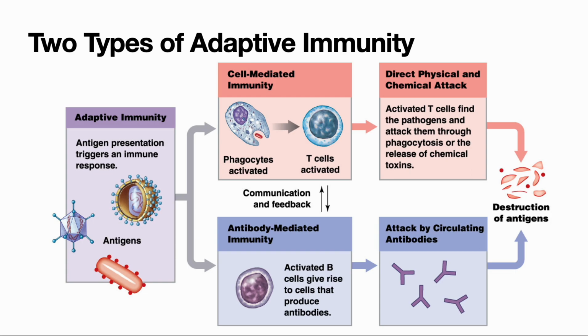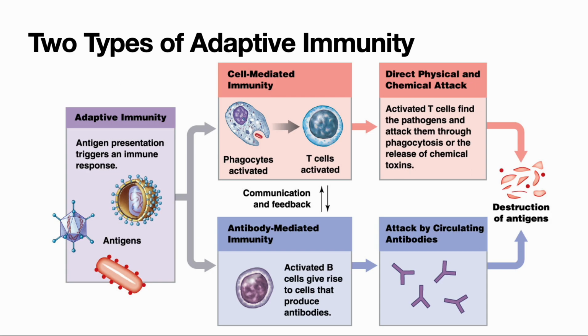Remember, cell mediated is mostly T cells and antibody mediated is mostly B cells. But if you look at the diagram, you can see those up and down arrows, which indicates that there is interaction between the two pathways. And in fact, what we're going to see is that B cells are required.